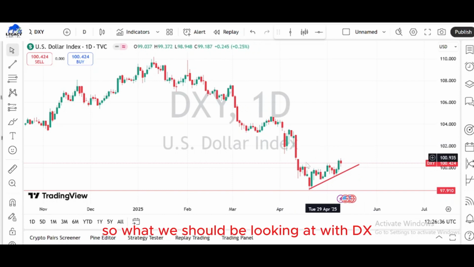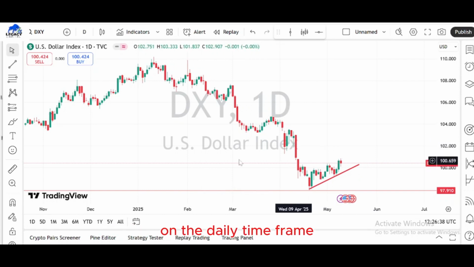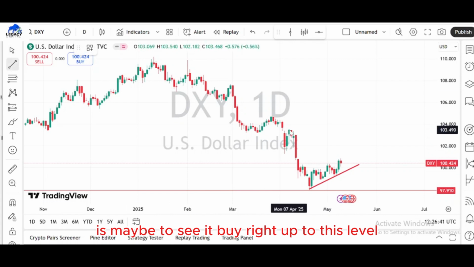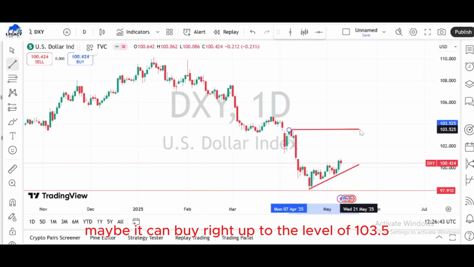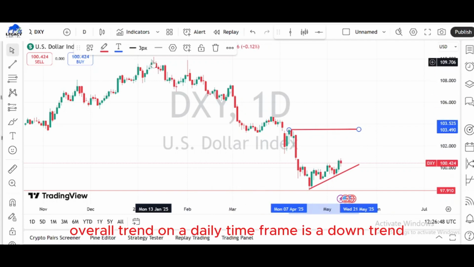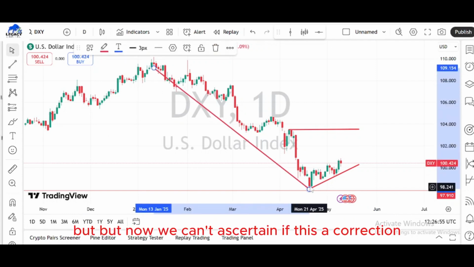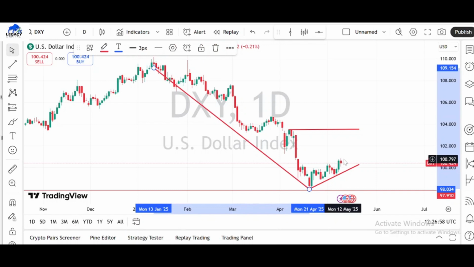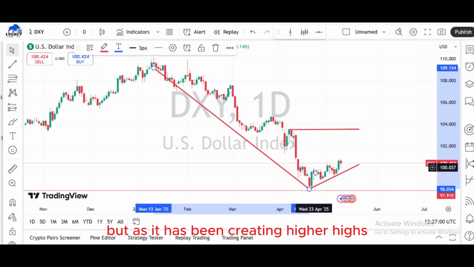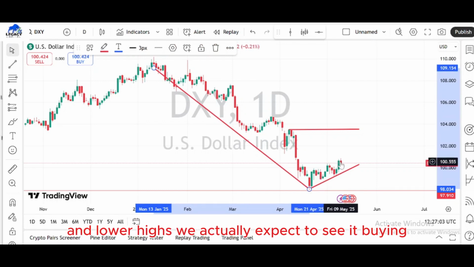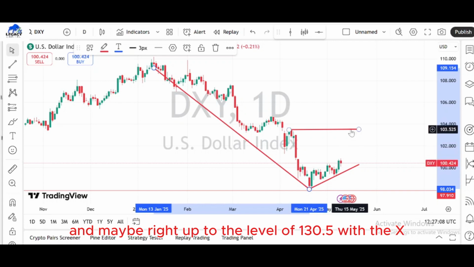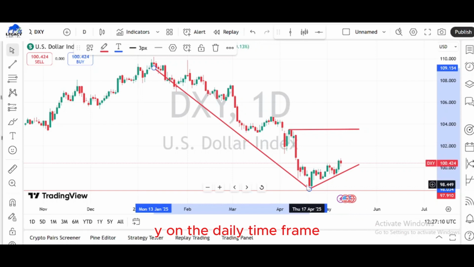So what we should be looking at with DXY on the daily time frame is maybe to see it buy right up to this level. Maybe it can buy right up to the level of 103.5 before retracing. Overall trend on the daily time frame is a downtrend. We notice that it has been pushing right down, but now we can't ascertain if this is a correction or if it is actually buying. But as it has been creating higher highs and lower highs, we actually expect to see it buying, maybe right up to the level of 103.5 with the DXY on the daily time frame.